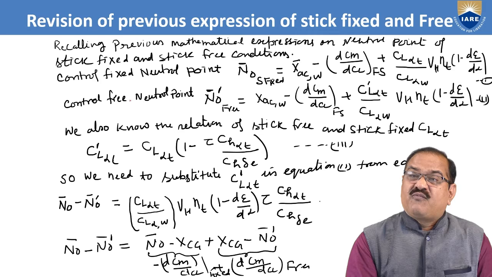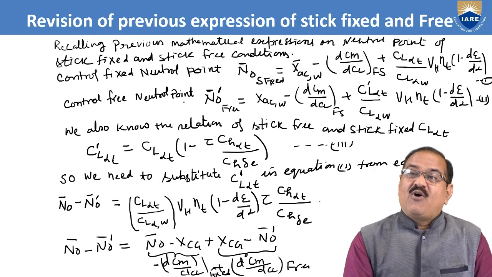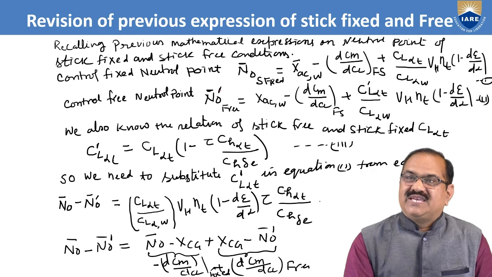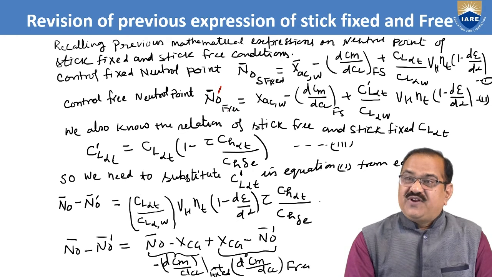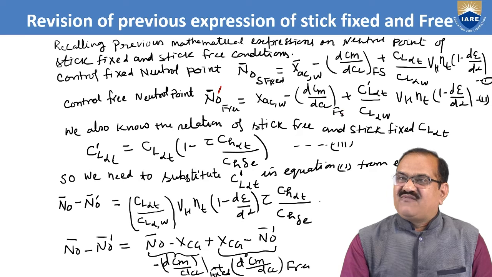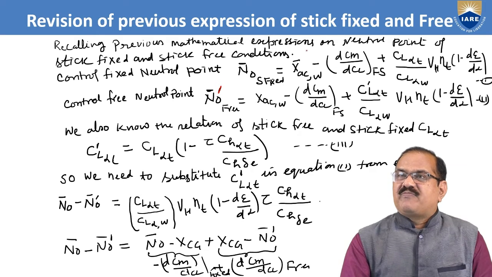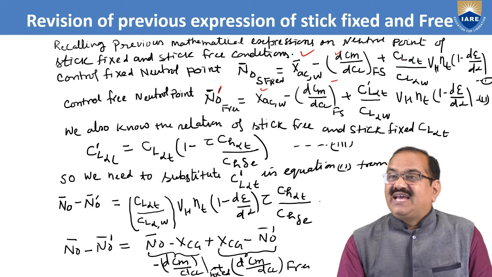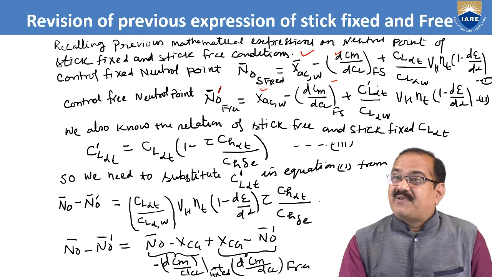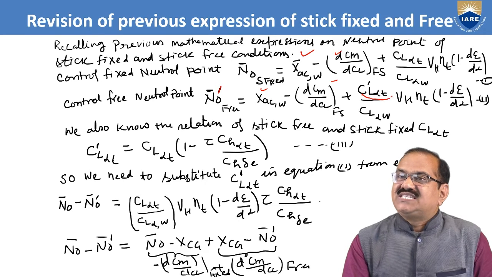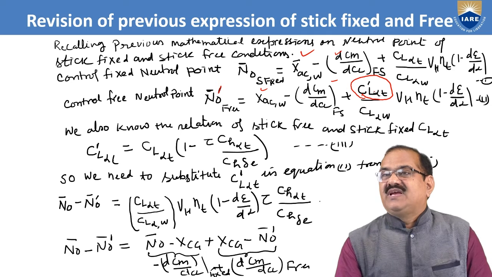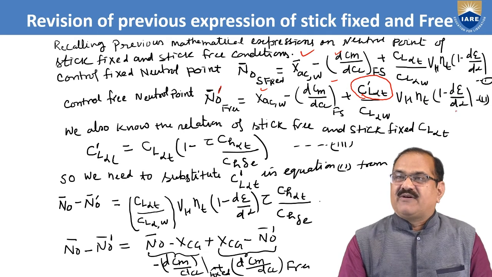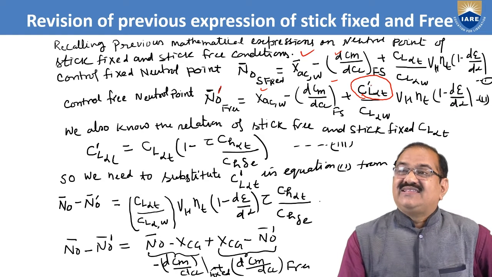For the control free case, what will be the neutral point? Here the neutral point, we have to make a prime. So n naught prime free is equal to XACW, this is the same here, minus dCm by dCL Fs plus here. These two parameters are the same for the fixed and for the free cases. But the change will come in the third. Here CL alpha T will be CL alpha T prime. Only one parameter will change, in VH eta into 1 minus d epsilon by d alpha. So only one parameter. What is that parameter? That is the CL alpha T.